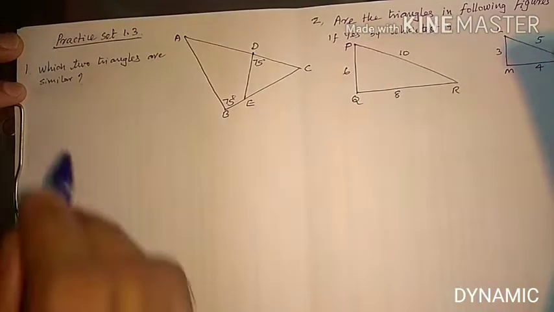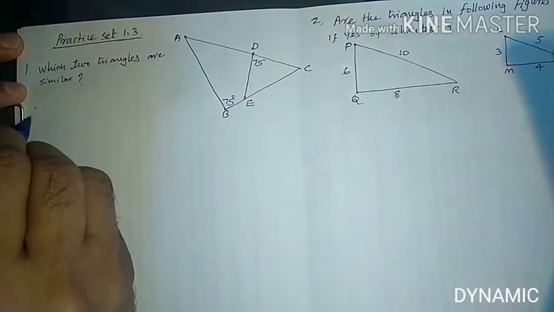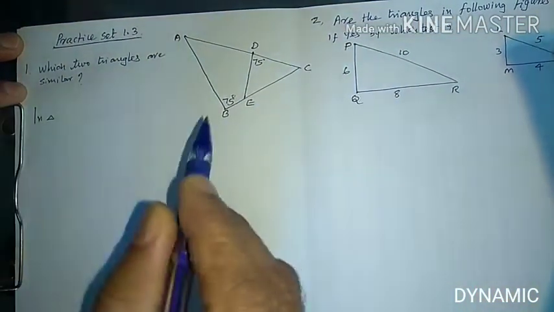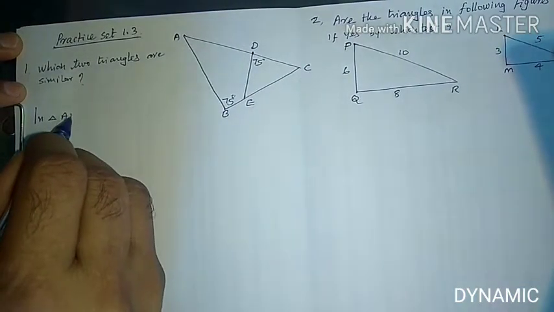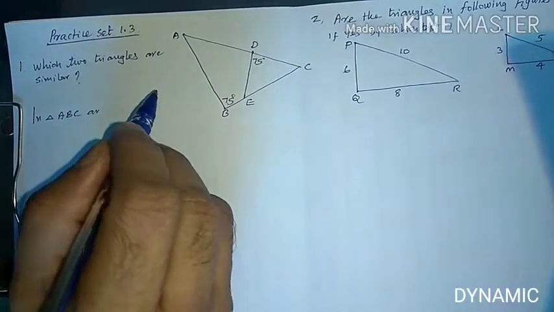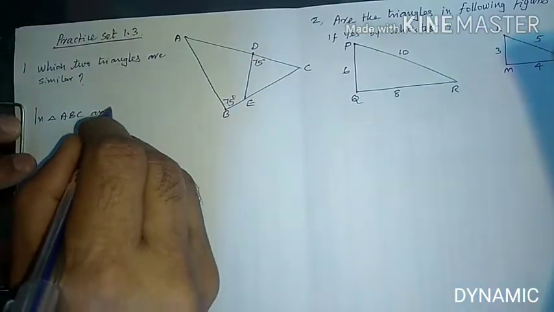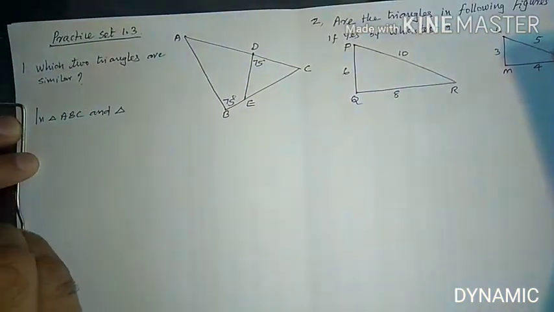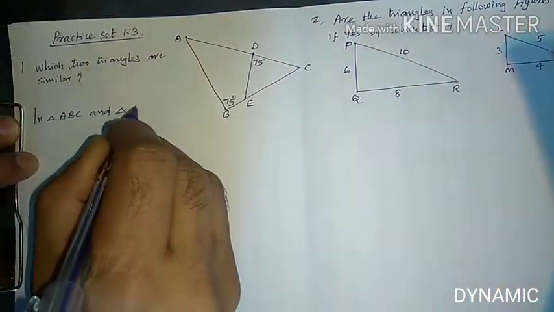which two triangles are similar means we consider like this. In triangle ABC and triangle EDC.